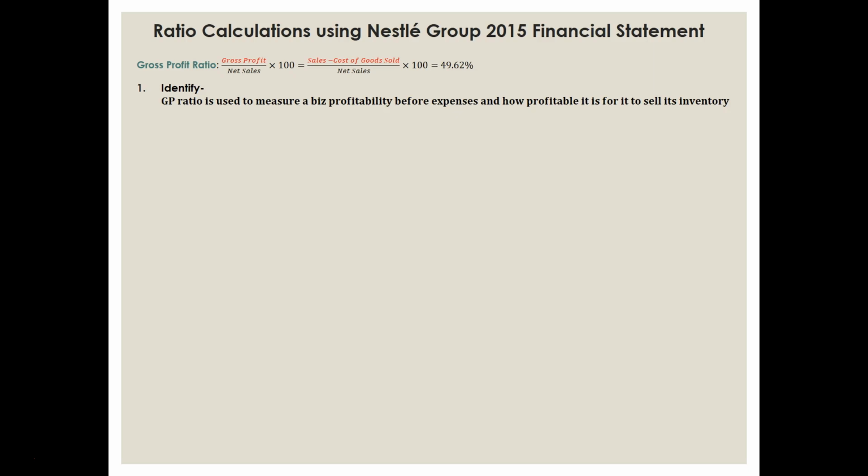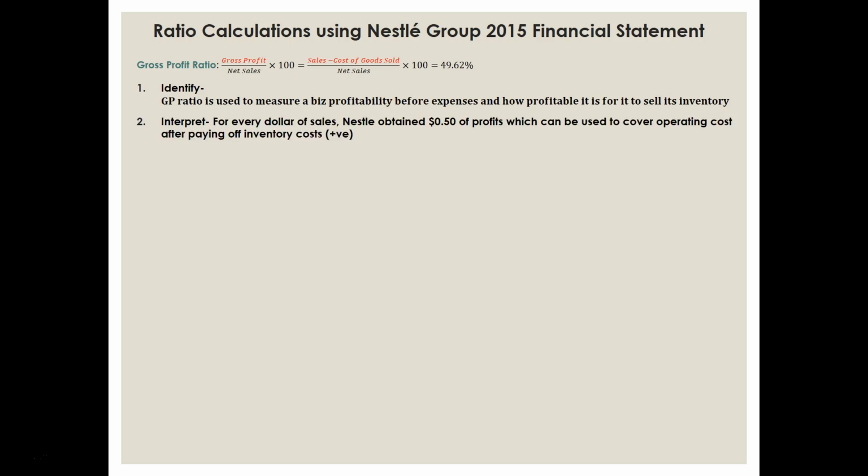So remember, the second thing is always interpret the data. So here it basically means for every dollar of sales, Nestle obtained 50 cents of profits, which can be used to cover their operating costs after paying off its inventory costs. So same thing again. The formula is gross profit to sales. So you can see here gross profit to sales is 0.5 to $1. Okay, so what does this mean? Since the gross profit is positive, it means that Nestle can cover operating costs after paying off its inventory costs.